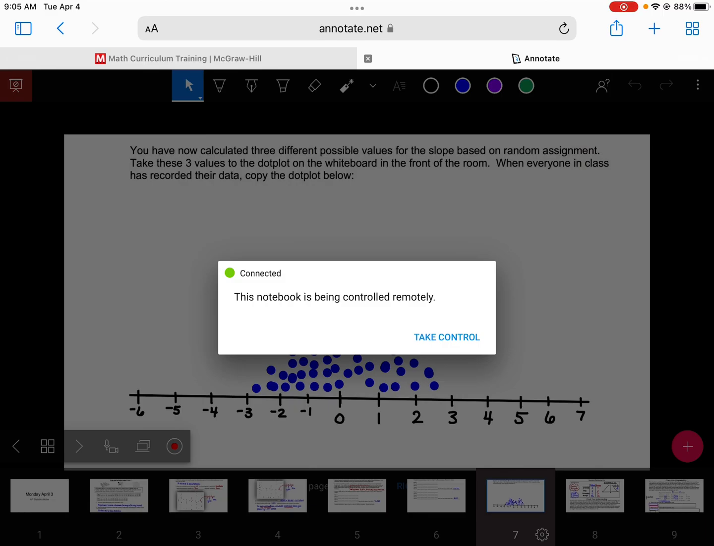So we went through, we did several simulations. That's what our dot plot is here. We've got the simulated slopes. How could I use this simulation data to try to determine if this is actually statistically significant?